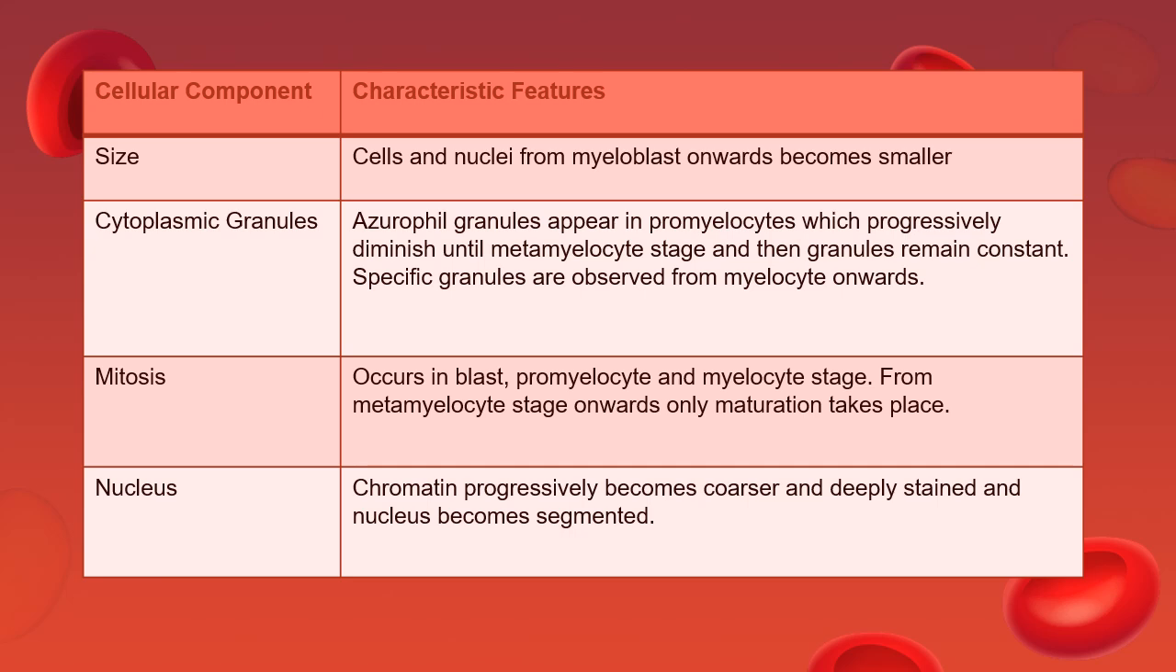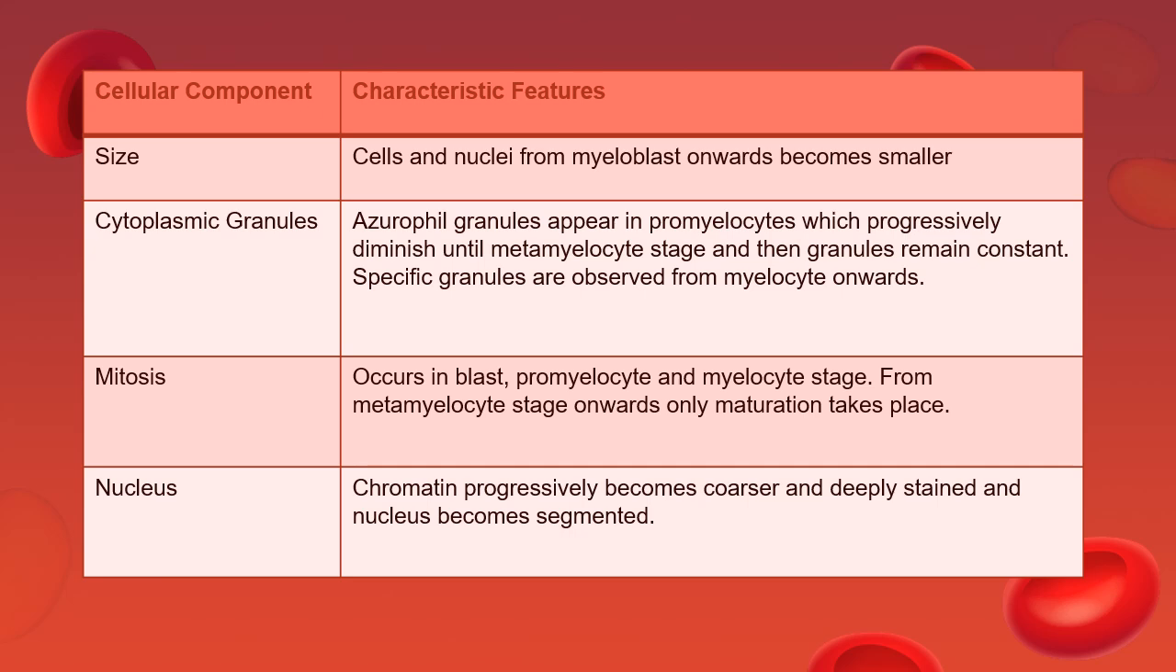So as a general rule, for the size, cells and nuclei from myeloblast onwards, as they mature, they become smaller. Yung cytoplasmic granules naman, azurophilic granules appear in promyelocyte, which progressively diminishes until metamyelocyte stage. And then the granules remain constant na from there on. Specific granules naman are observed from myelocyte onwards.